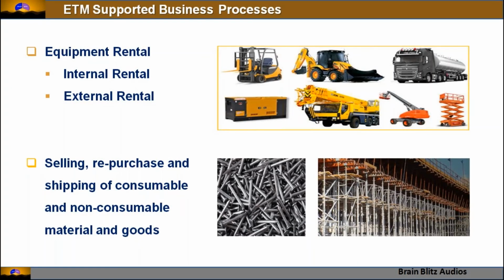So now let's see what the ETM supported business processes are. What kind of business processes are supported in equipment and tools management? Basically there are two categories. One we call equipment rental, and the second one is selling, repurchase, and shipping of consumable and non-consumable material and goods. Equipment rental again has subcategories. There are two ways you can rent it: one is internal rental, and the second one is external rental.